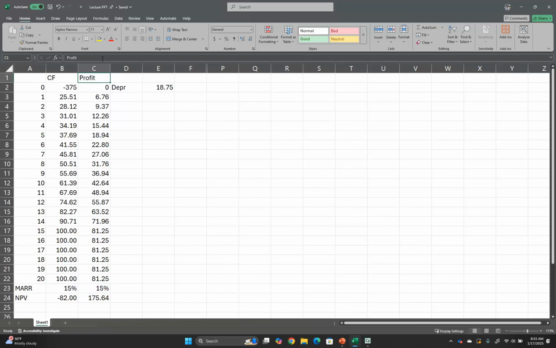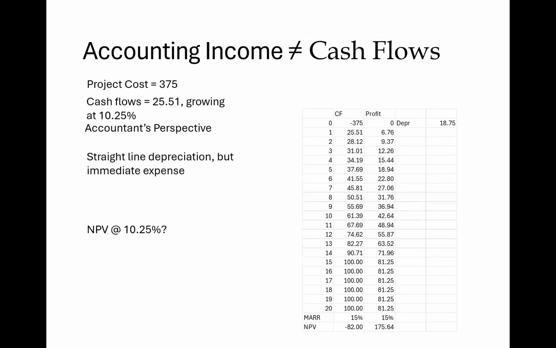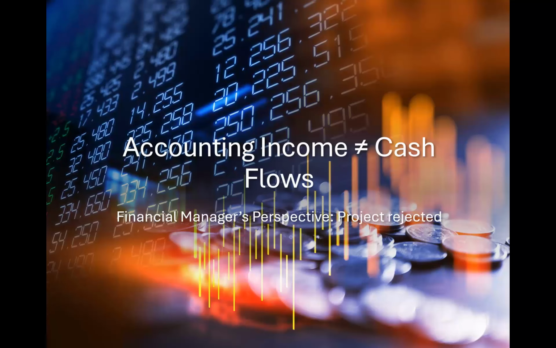But that's not the idea. The idea is this: at 15%, the net present value of the profits is actually very high. It's 175.64. And therefore, looking at the present value or net present value of profits does not give us the same picture as the net present value of cash flows. So that's what's going on here. So accounting income is not the same as cash flows when it comes to determination of the feasibility of a project. Okay, now that's the big punchline. So the financial manager's perspective is the project is rejected, but from the accounting department, it can be all clear.